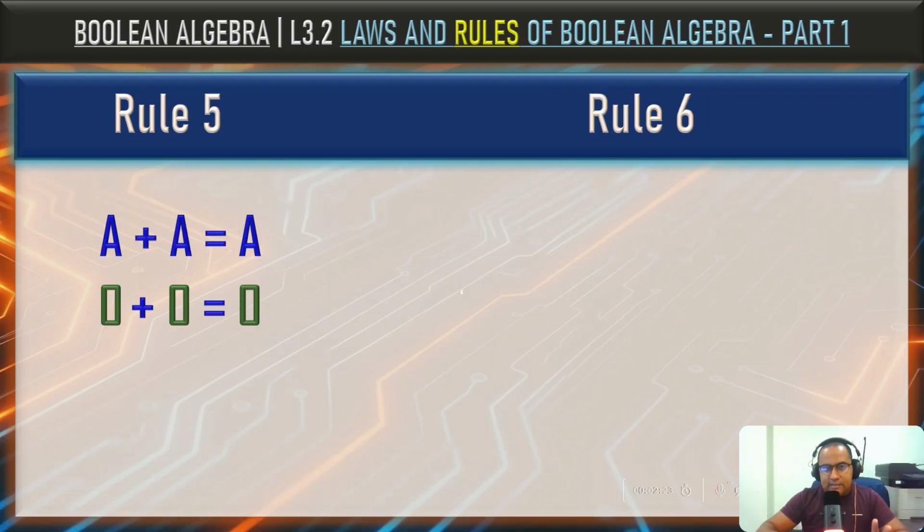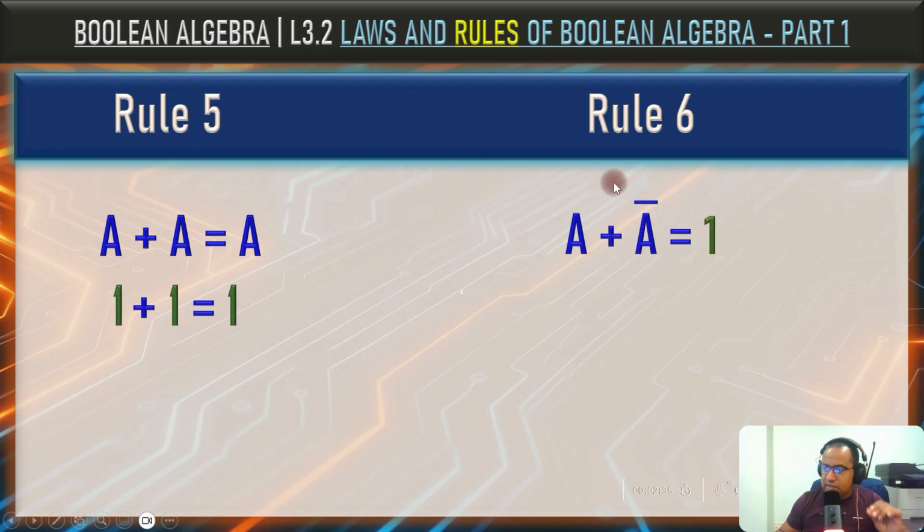Rule 6 is one of the most fundamental rules in Boolean algebra. It states that a variable added to its complement is equal to 1. Notice that A bar represents the complement of A.